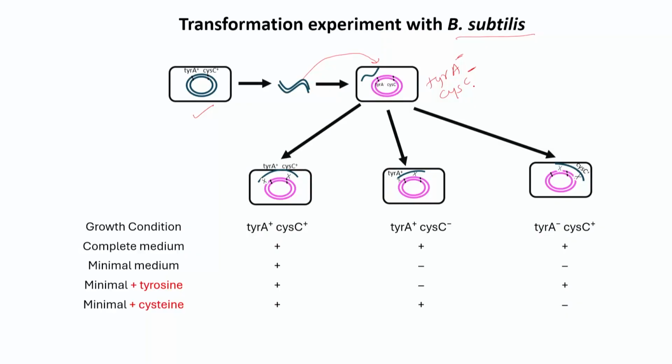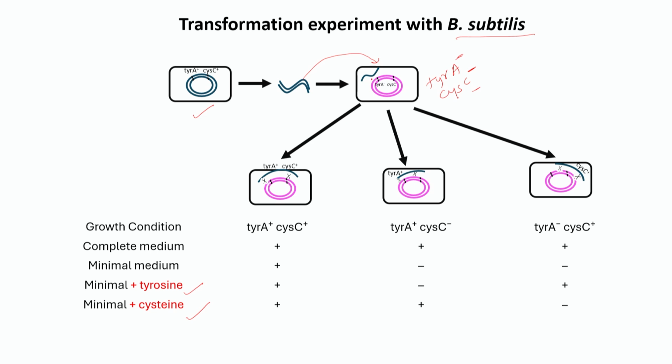So, when you do this kind of transformation, you allow these bacteria to grow, and then you grow them on different media plates that are supplemented with different nutrients like tyrosine and cysteine, and then ask under what conditions you are getting individual colonies. That would help you identify the position or the distance between the genes. So, look at this example.